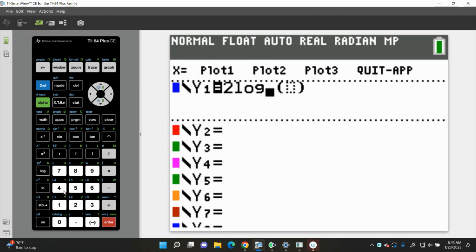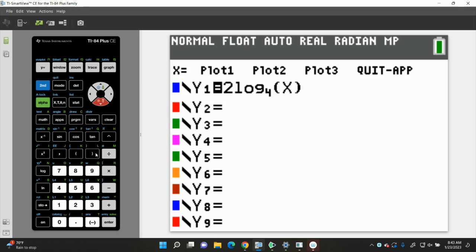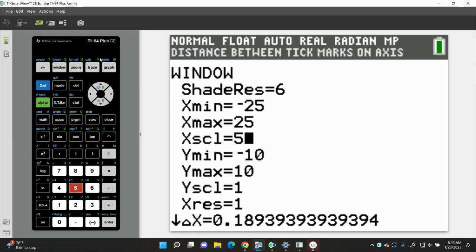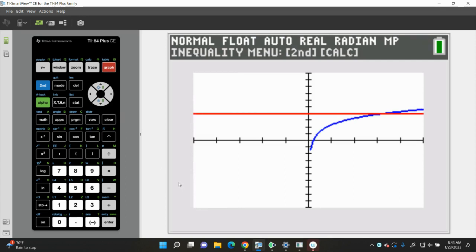Okay, log base 4 of x, and we're looking to see where that equals 4. Now, I've already solved it and come up with 16 as an answer, so I'm going to change my window to go from like negative 25 to positive 25 so that I can see the point of intersection. Okay, so there's my point of intersection. So clearly we're only looking at one solution. That's the reason the log does not go the other direction, so it's only going to be the positive one. Okay, very good question.